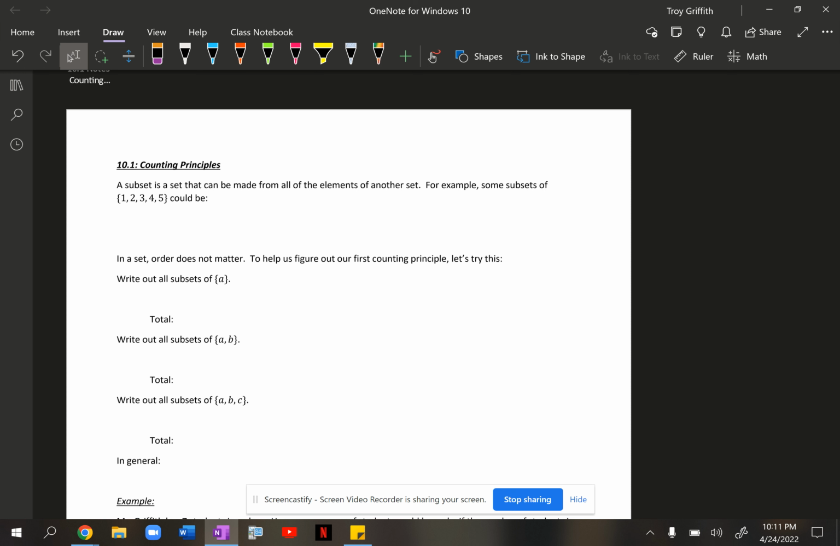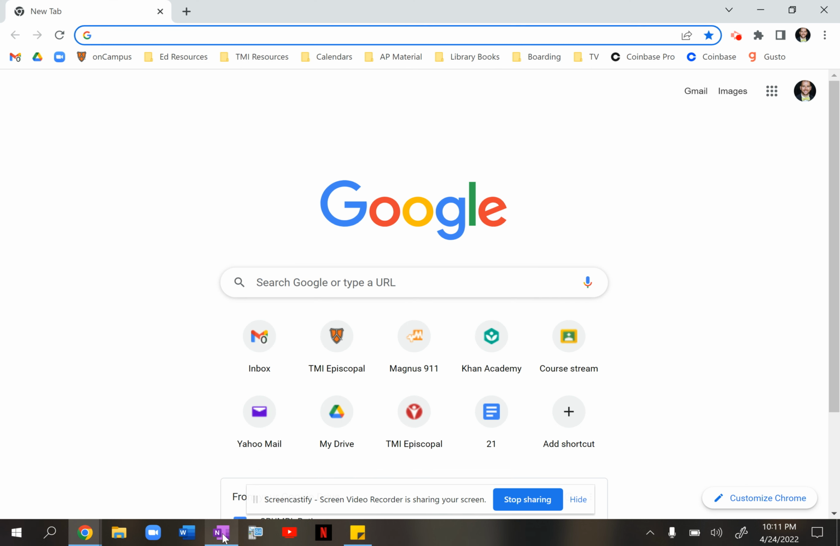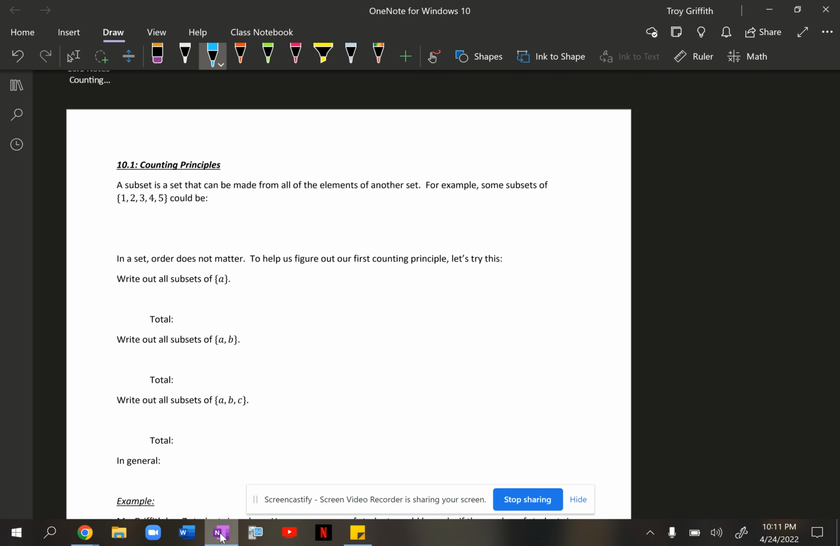So first of all, a subset is a set that can be made from all of the elements of another set. So for example, here's some subsets of 1, 2, 3, 4, 5. So 1, 2, 3, 4, 5, we call those things elements. These are all elements of the set. And so a subset is any smaller set or of the same size set that you can make out of these elements.